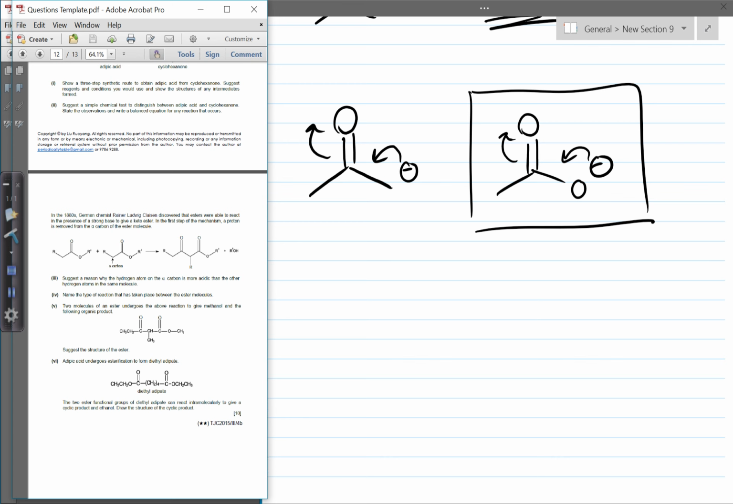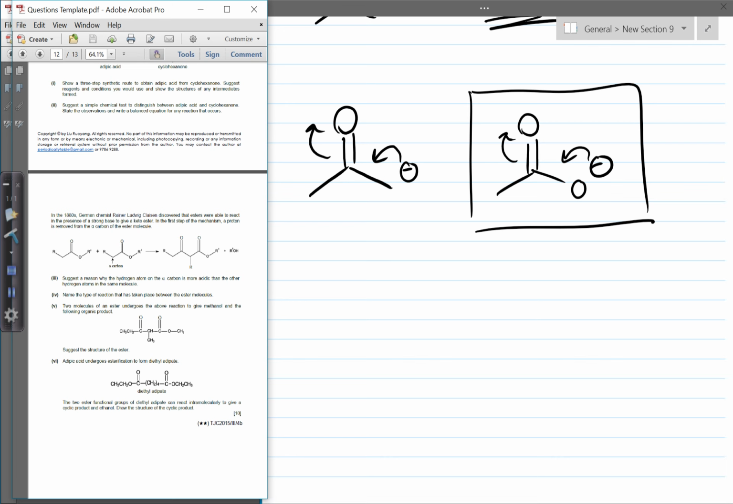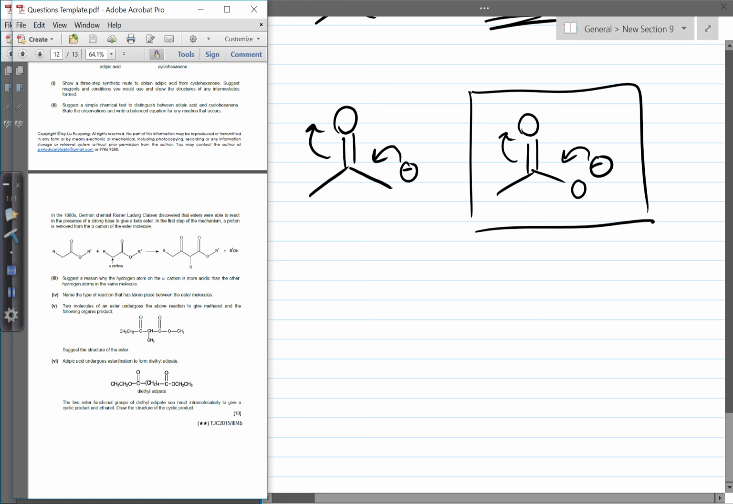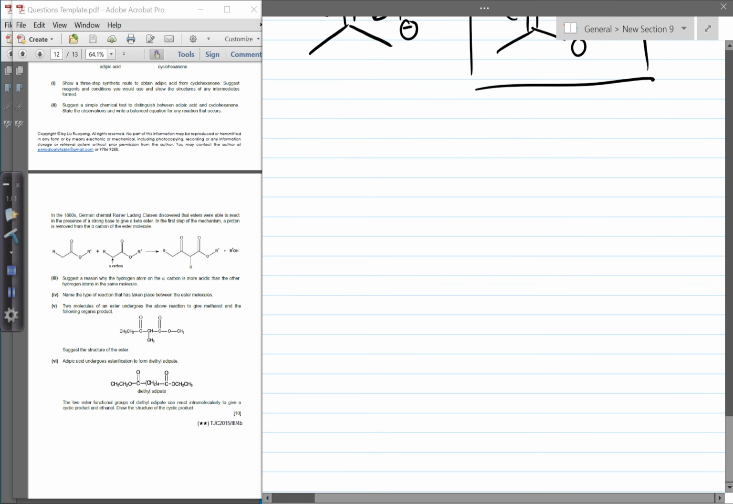Part 4, name the type of reaction that has taken place between the ester molecules. So for this case, it's quite obvious, right? You are actually kicking out an R prime OH. Okay, this is actually a condensation reaction. Or you can call it a nucleophilic acyl substitution, right? Just for your info, you cannot see it, right?